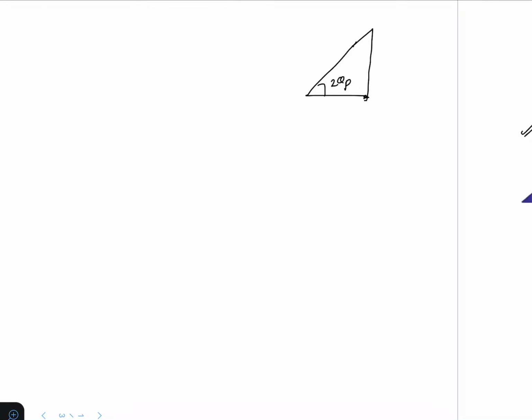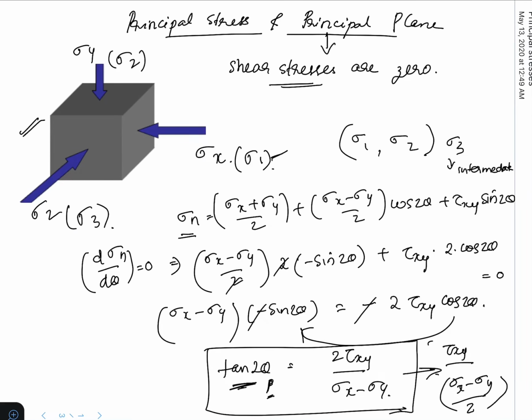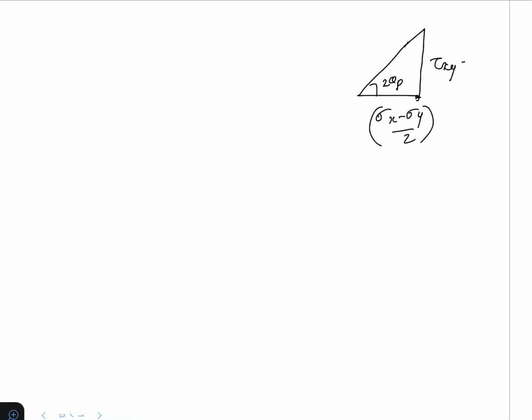So tan 2 theta p will be opposite by adjacent, meaning opposite can be represented as tau xy and the adjacent can be represented as sigma x minus sigma y by 2. Same thing: tan 2 theta p, so opposite by adjacent, so tau xy by sigma x minus sigma y by 2. Like this we can represent it.